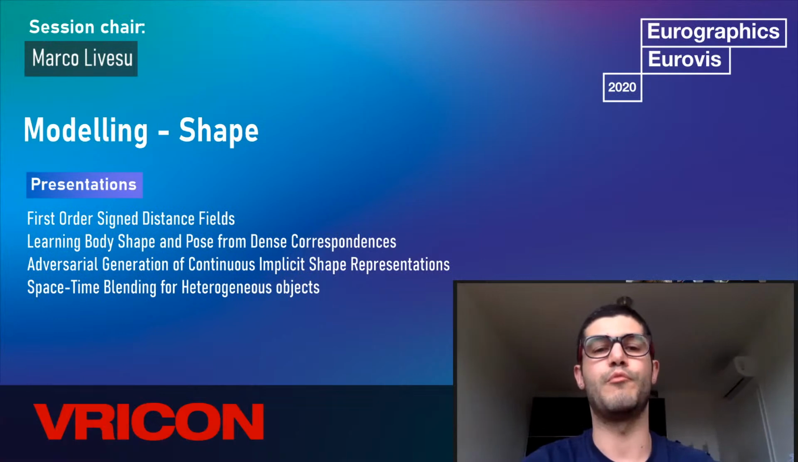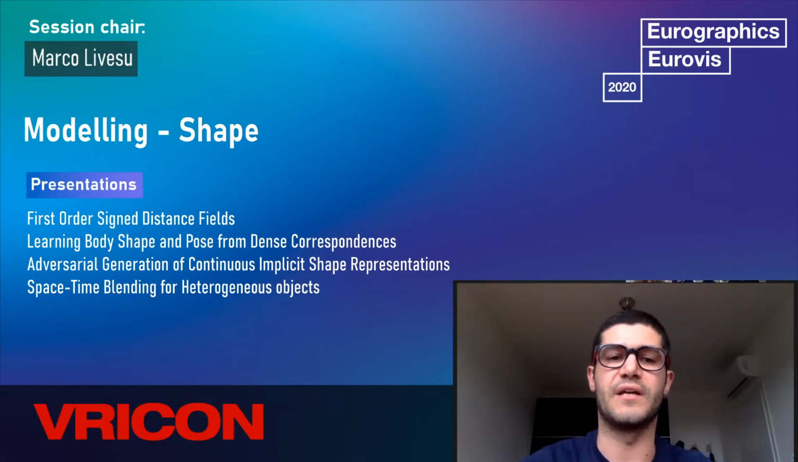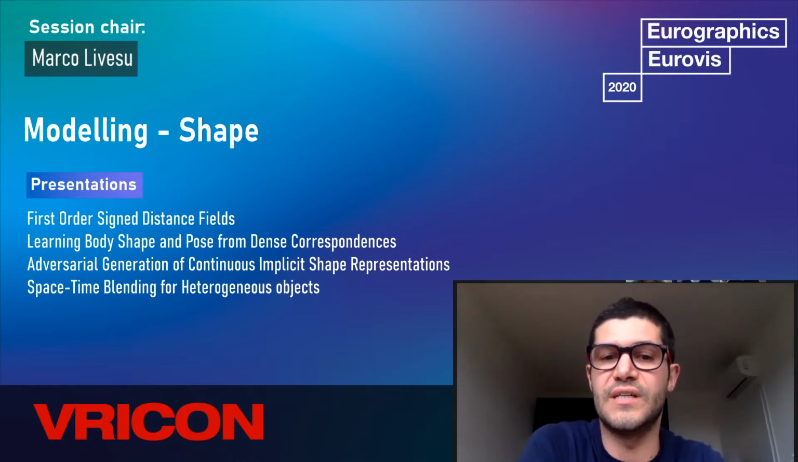Okay, so let's thank the speakers again, and we can move to the last paper in the session, titled Space-Time Blending for Heterogeneous Objects. This is a paper authored by Alexander Tereshin, A.K. Anderson, Alexander Pasko, and Valery Adzhiev, and it will be presented by Alexander Tereshin.